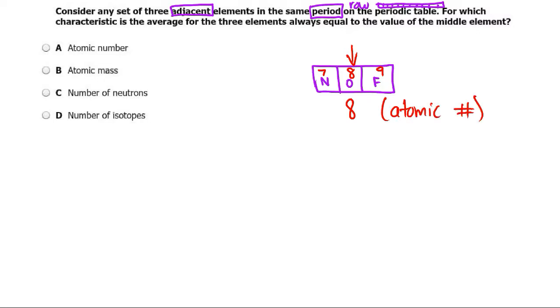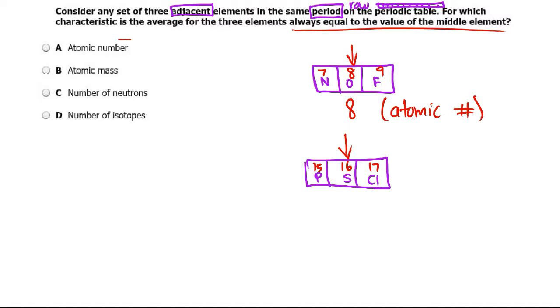Let's try something else. Suppose that we had the elements phosphorus, sulfur, and chlorine. If we took the average of their atomic numbers, 15, 16, and 17, we would get 16 as our average. But if we took the average of their molar masses, or their atomic masses, then we would not necessarily get 16. The only number that is exactly and always equal would be the atomic number.